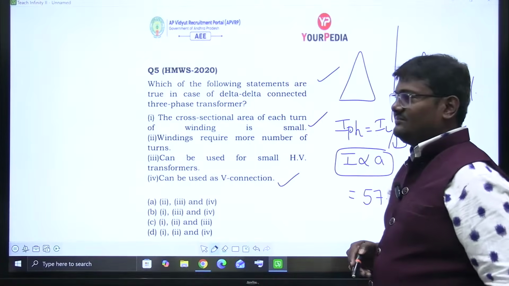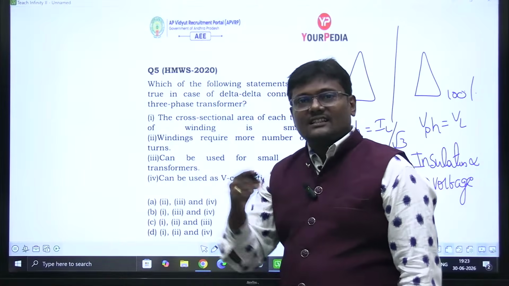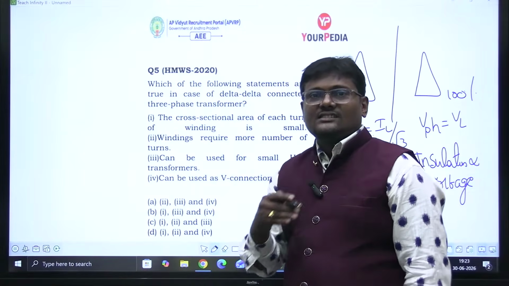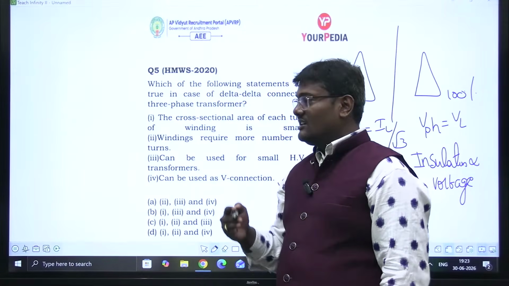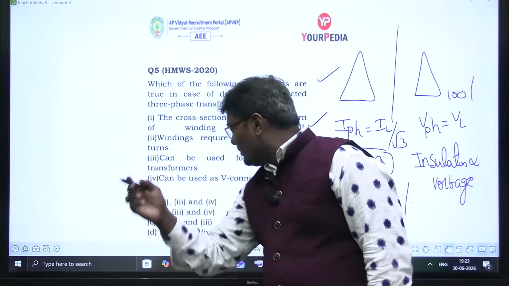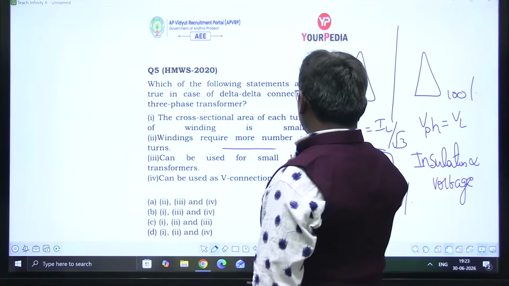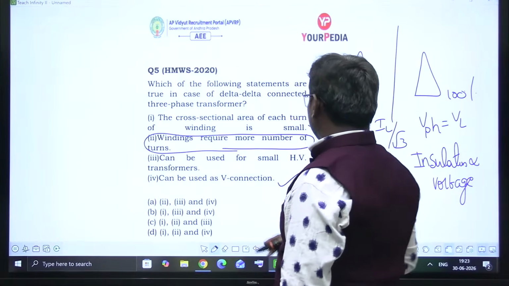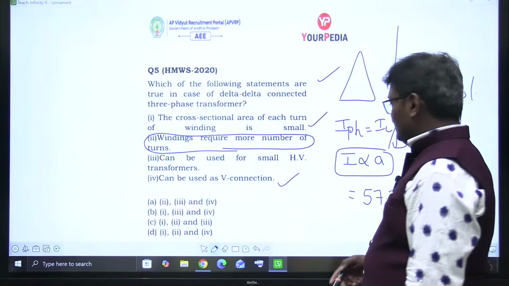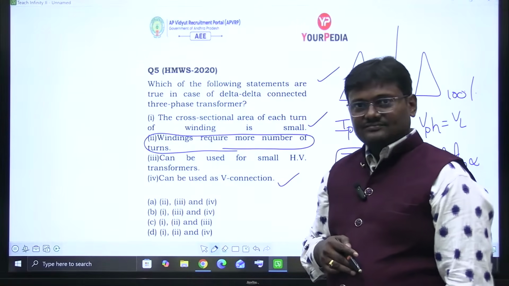Yes, obviously, if current is directly proportional to cross-sectional area, in a delta connection the current is less. The cross-sectional area of the conductor is also less. Yes, someone gave D. Yes, D is the correct answer. Winding requires more number of turns? No, not required, because current is directly proportional to area. Area has to decrease.